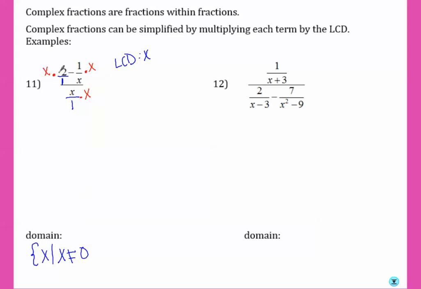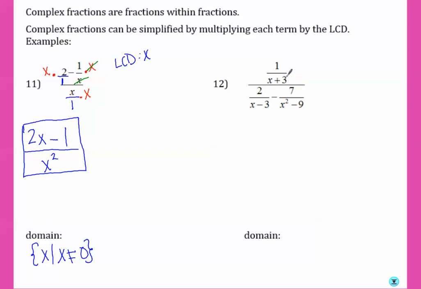So x times 2 would be 2x minus, here we have an x on the bottom, an x on top, so those will cancel out. So we'll just have minus 1 over x times x is x squared. Our new denominator is just x squared, so that means x can't equal 0, which we already had in our domain. So our domain didn't have to change, and that's our simplified complex fraction.